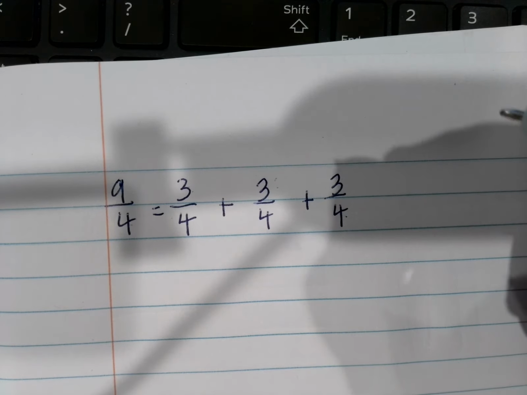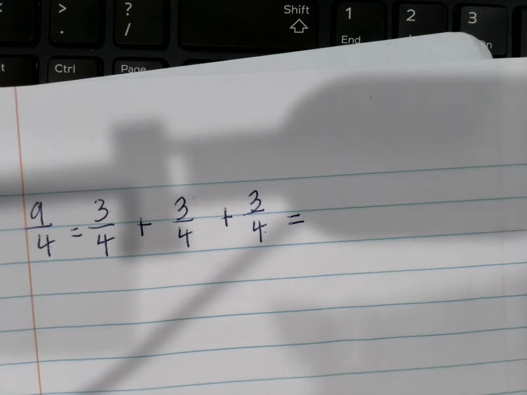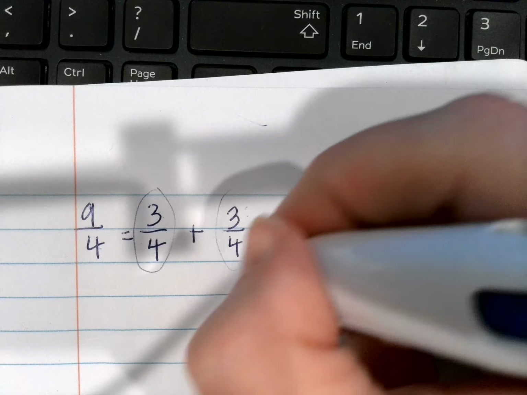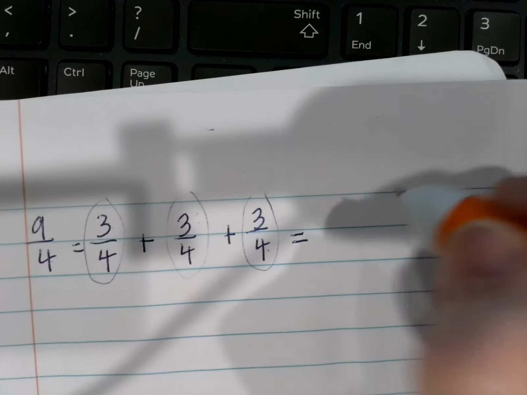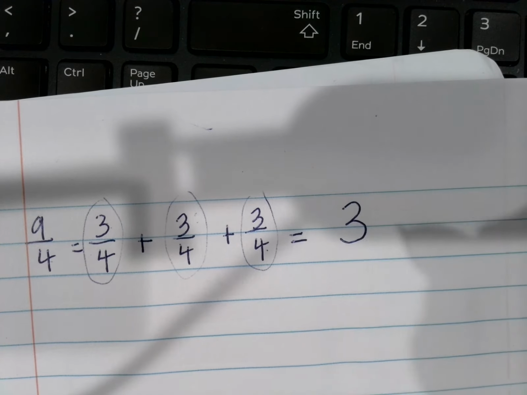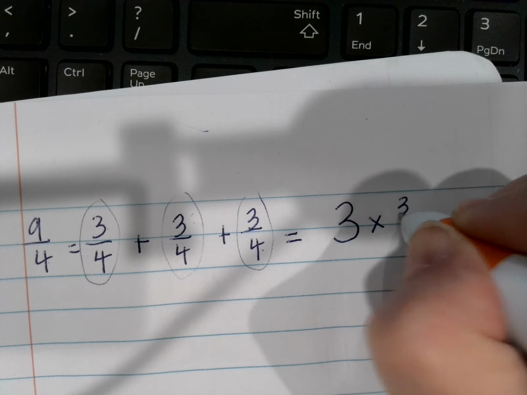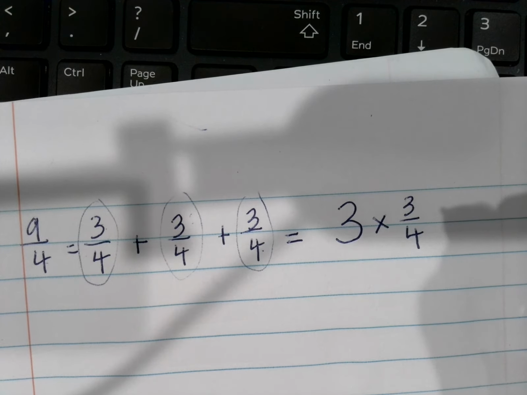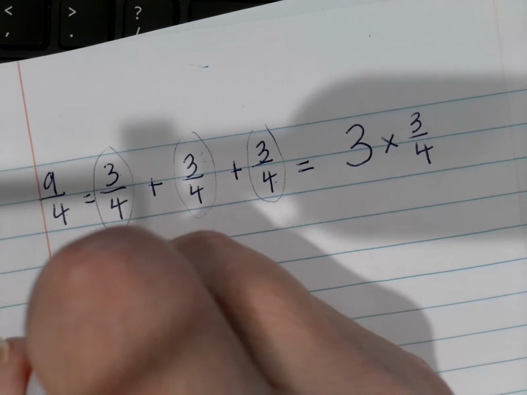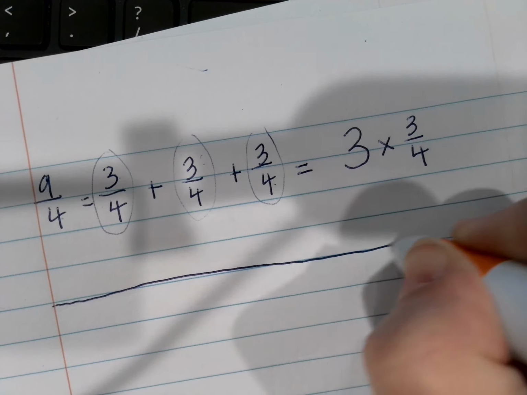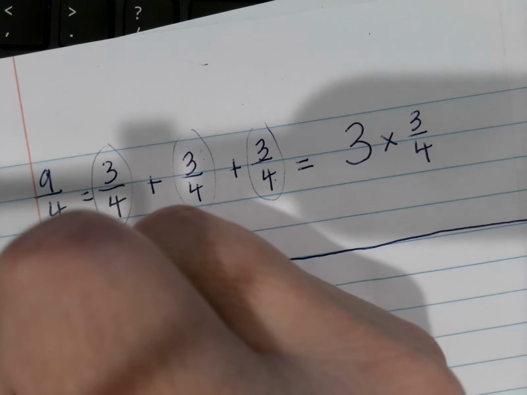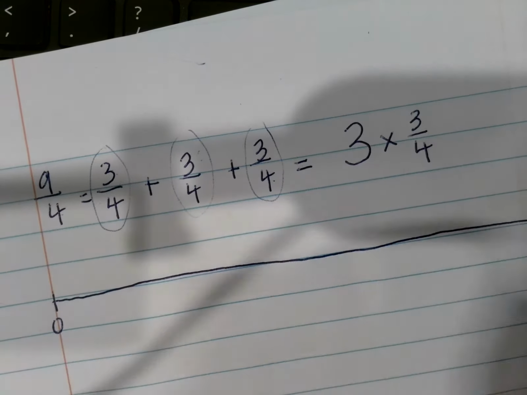Okay, so 3 equal parts. If we wanted to write this as a multiplication problem, how many groups do we have? We have 3 groups. How big is each group? 3/4. Okay, now we'll draw a number line for that. 0.